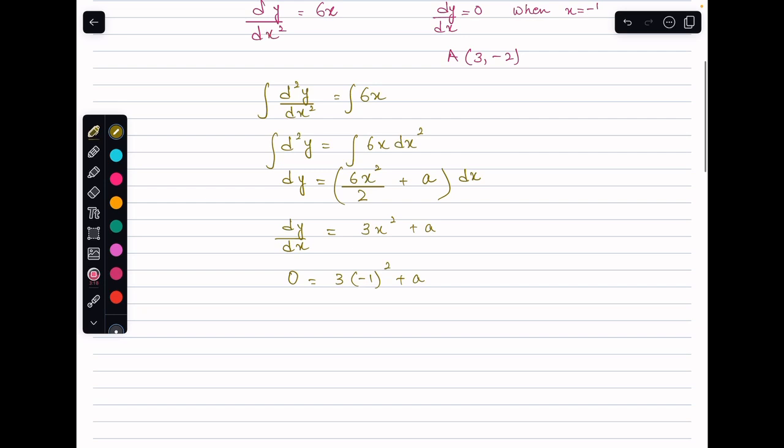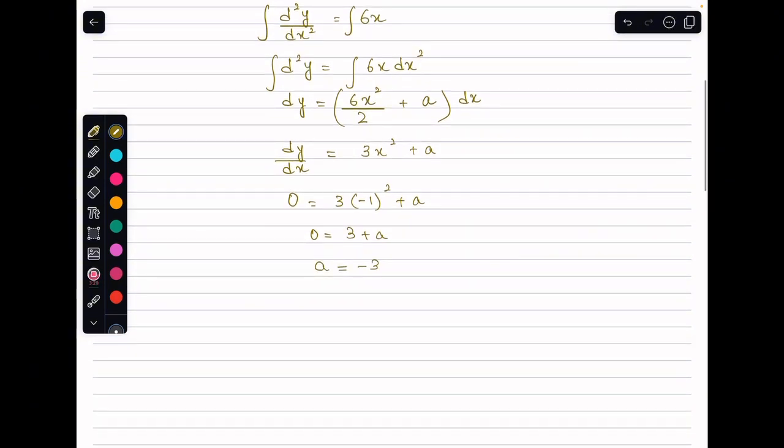Negative 1 the whole square gives me a 1, so I can say it's 0, which equals 3 plus a, or I can say my a is equal to negative 3. Meaning here I can have my first differential equation, dy by dx, which shall be equal to 3x squared minus 3 here.